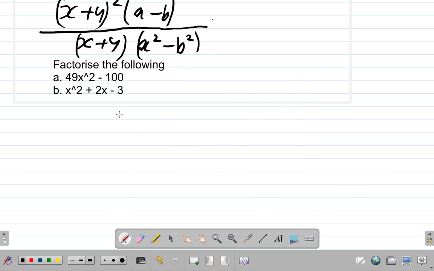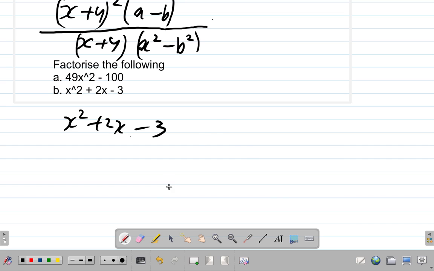Here, you have x squared plus 2x minus 3. Now, this is not just the difference of two squares. It's not a difference of two squares. You're going to use the AC method.